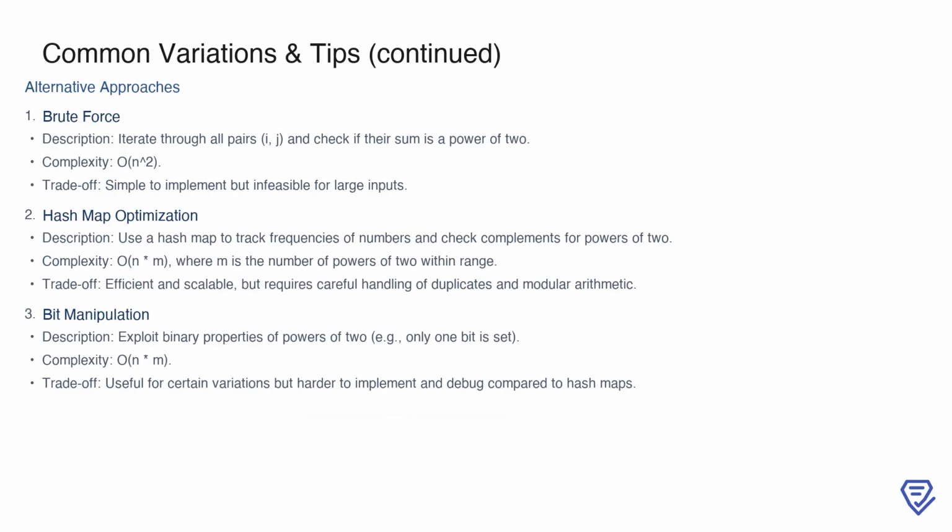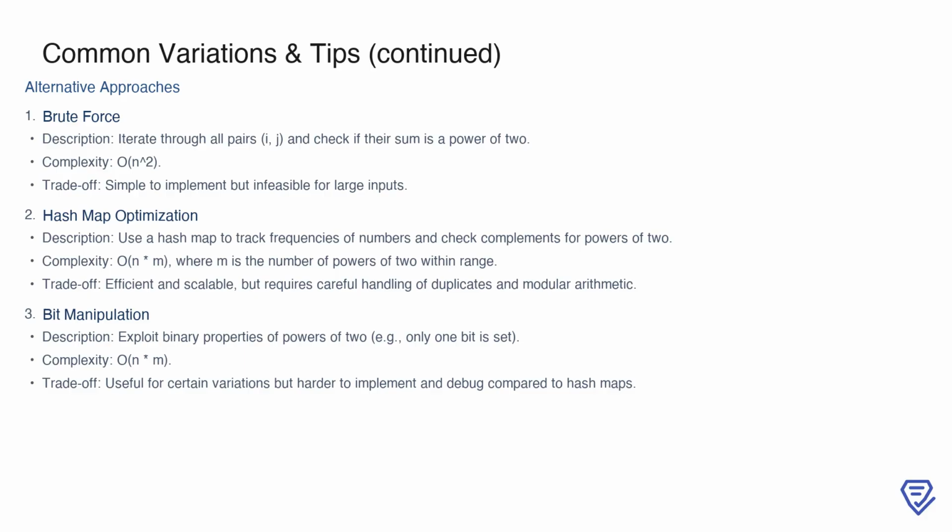There are several approaches you can take to solve this problem, each with its own trade-offs. A brute force approach involves iterating through all pairs of indices and checking if their sum is a power of 2. While simple to implement, this method has a time complexity of n squared, making it infeasible for larger inputs. A more efficient solution uses hash maps to optimize the process. By tracking the frequencies of numbers and checking for their complements among the powers of 2, you can achieve a complexity of n*m, where m is the number of relevant powers of 2. This approach is scalable but requires careful handling of duplicates and modular arithmetic.